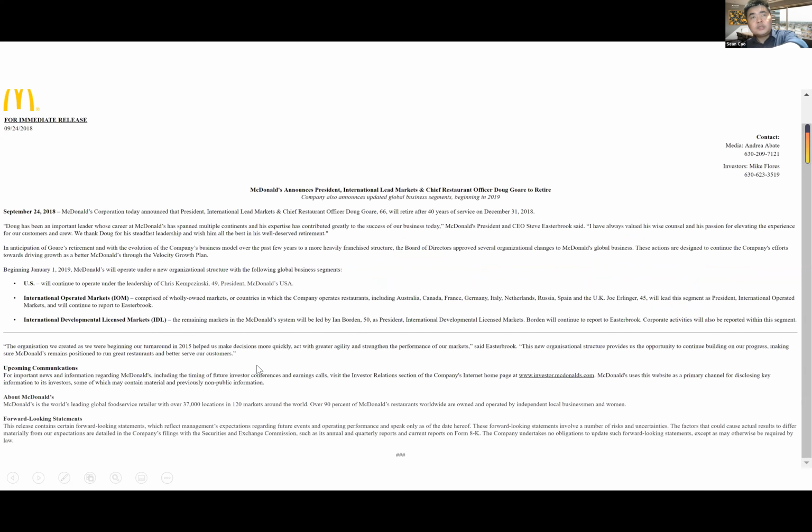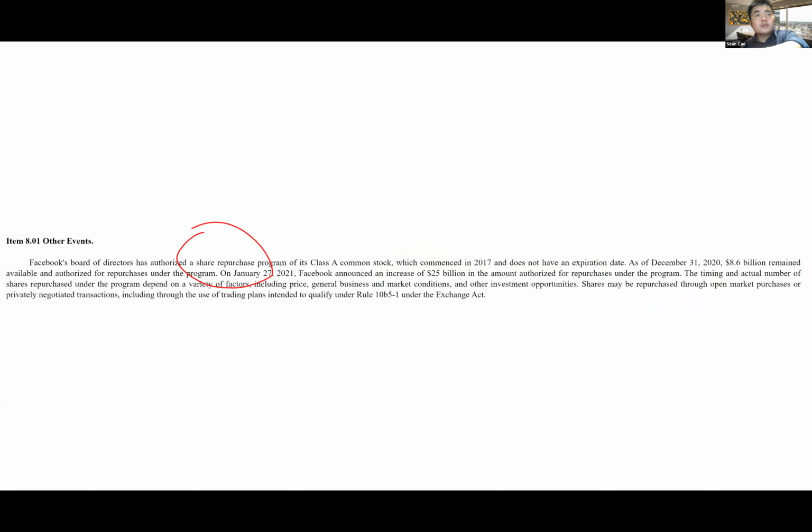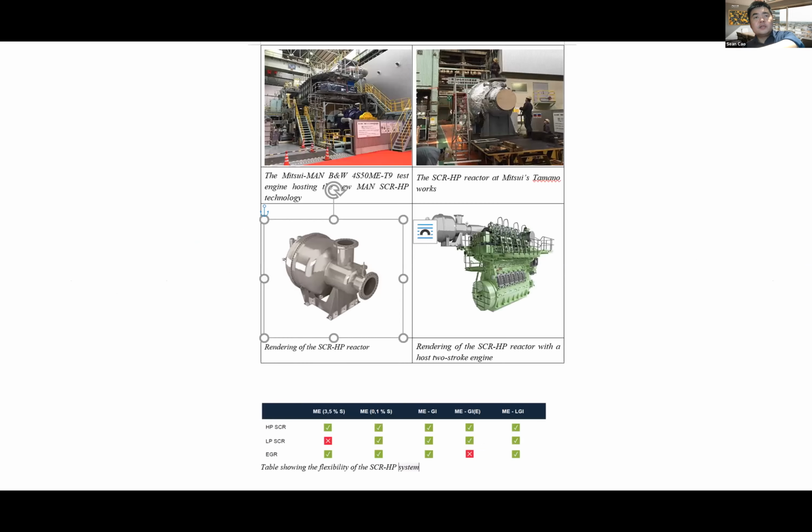So what else is in the 8.01? You can see the stock repurchase news. That's also in the 8.01. So as I said, a lot of different types of news are going to item 8.01. You can analyze them for investors and managers. And then this is another type of news we'll talk about today.